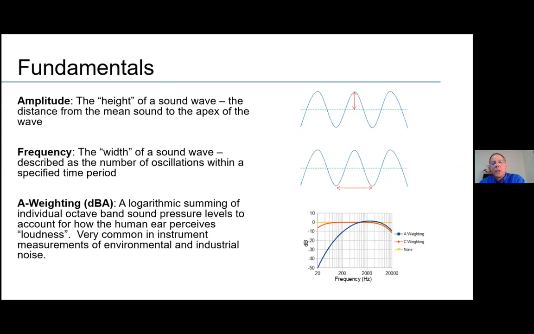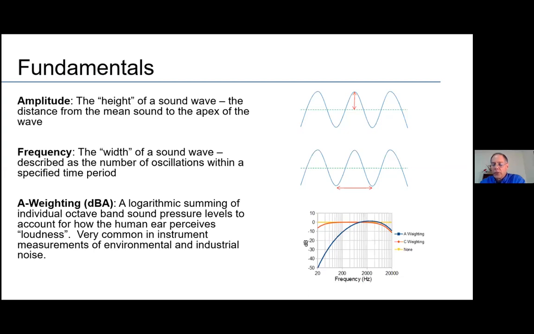Another very critical factor when you're looking at sound and noise reduction issues is the frequency of the sound, and that is the width of the sound wave, very often described as the number of oscillations that occur within a specified time period, and that is where you would see the hertz rating for sound, something that's 1,000 hertz, 2,000 hertz, 50 hertz. That all relates to the frequency or width of the sound.